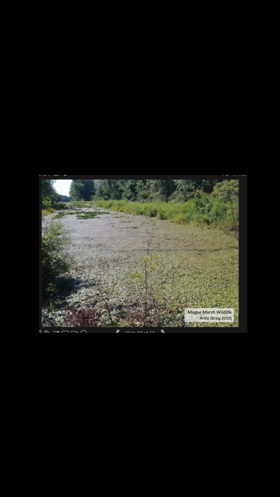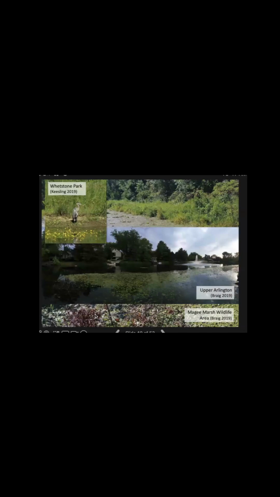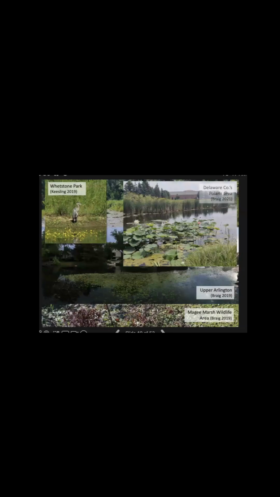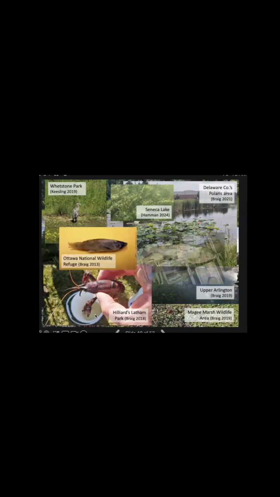Yellow floating heart around central Ohio. Once again, no new invasions for decades, but recently on the move. Pink lotus up in Delaware County. Here's the new stand of hydrilla on Seneca Lake. Red swamp crayfish at Hilliard's Latham Park, which is a western suburb of Columbus, Ohio. Western mosquito fish from the Ottawa National Wildlife Refuge, and the silver carp moving up again into the interior of Ohio. Yay.